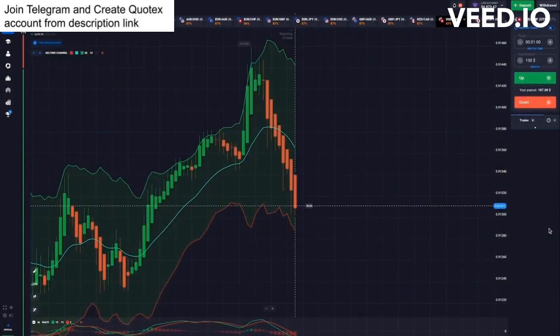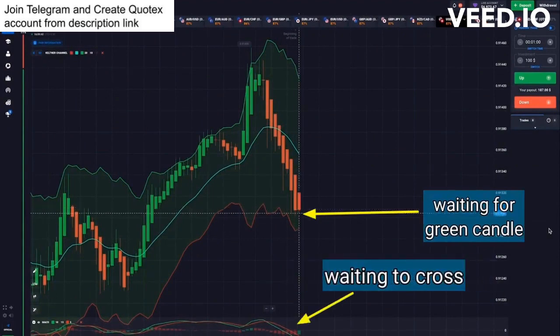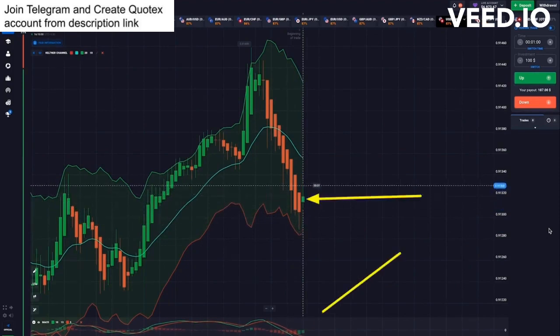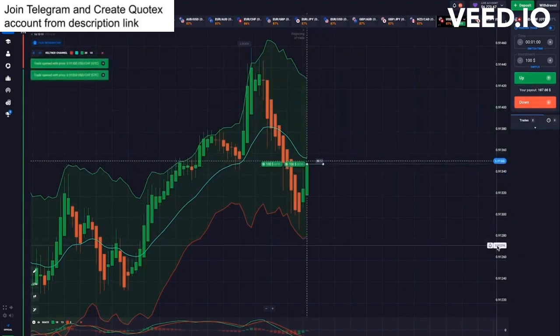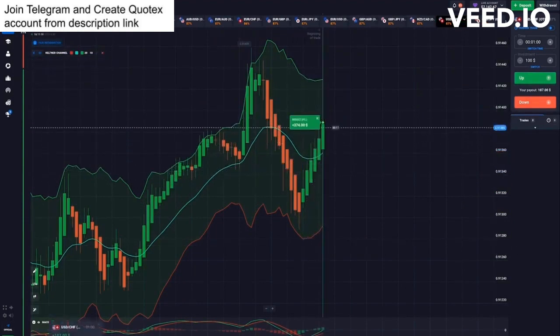Here we will wait for a move closer to the lower line and the formation of a green candle. And at the same time we will not trade till we get the signal in the MACD. So the green candle is being made, now we will wait for the cross to happen. The cross has happened, that's why now I have taken entry. And the entry has won.